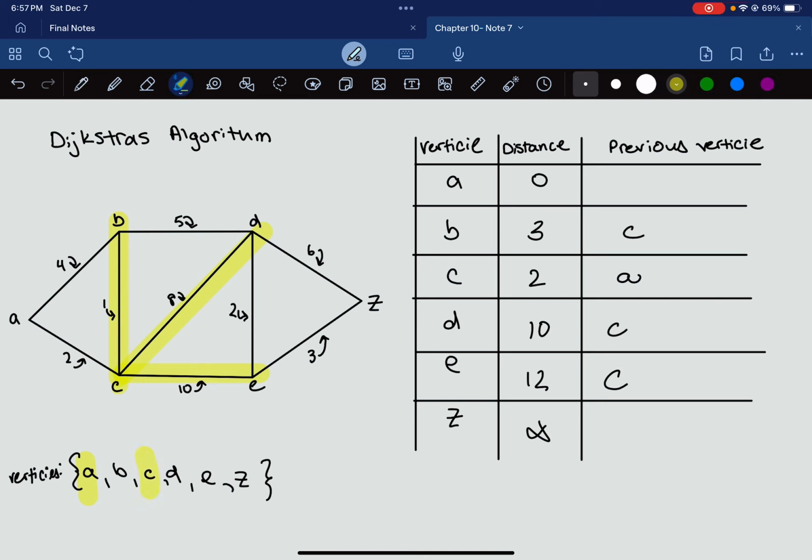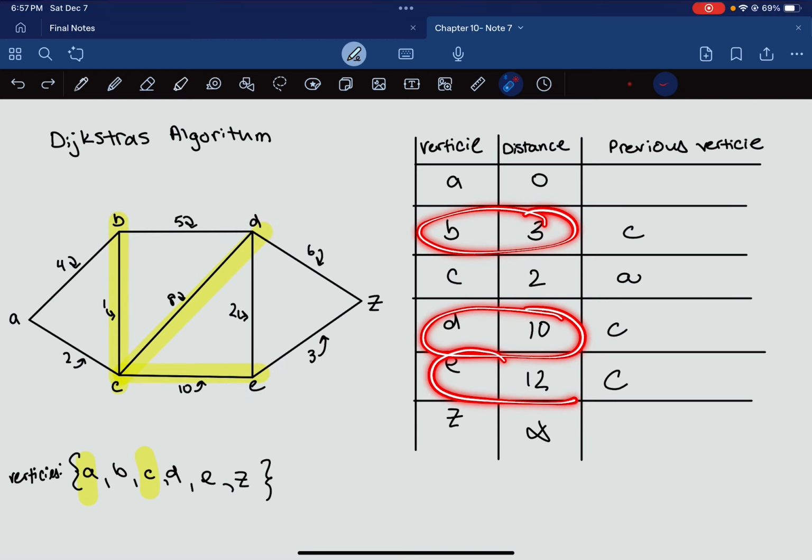Now we've done C. We can't touch that anymore. So let me erase these. The ones crossed out mean we can't look at them anymore. So of the connected ones, we can only look at B, D, or E. The shortest number is 3, the smallest number is 3. So now 3 is going to be our new vertice.